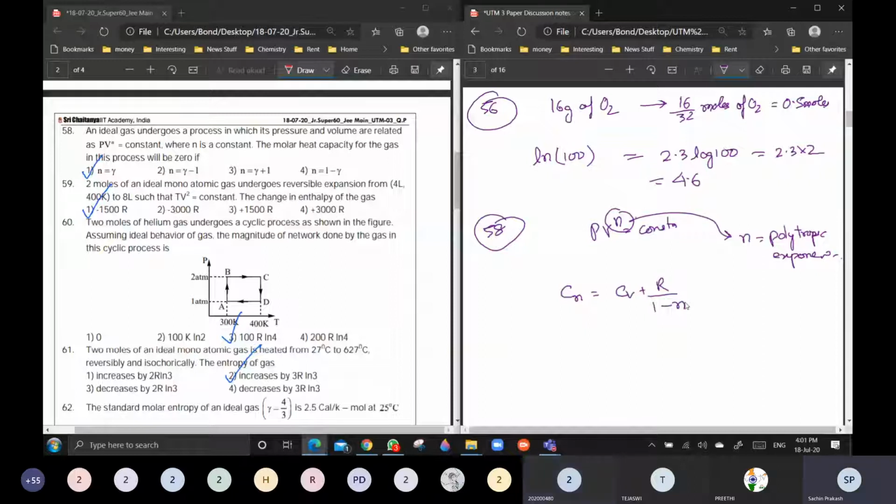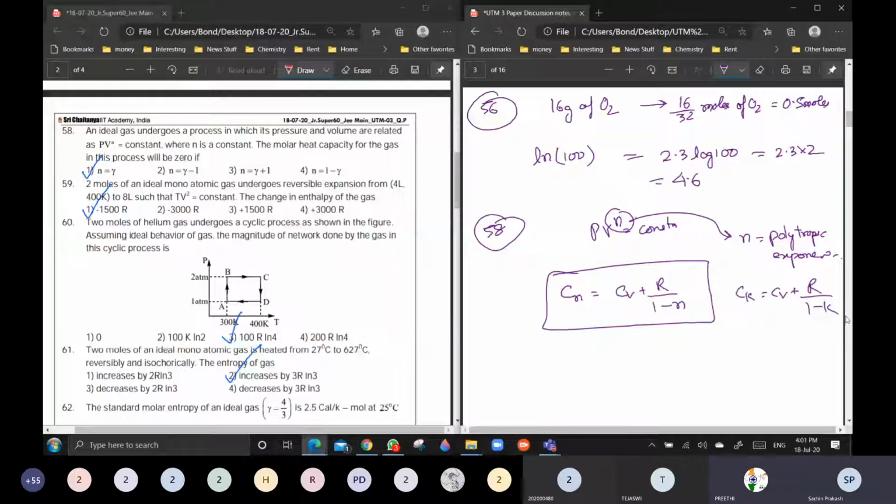Okay, one minute. Cv plus, yeah, it is something like this only. I have given it as Ck is equal to Cv plus R by 1 minus K. They are using n instead of K. Are you getting my point? Are you getting this formula first?